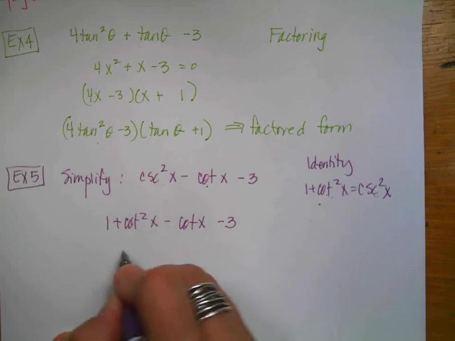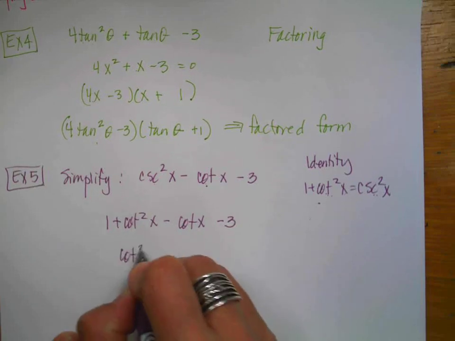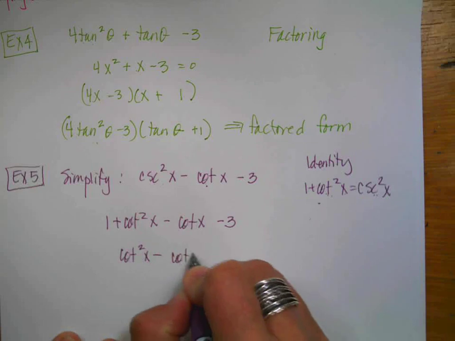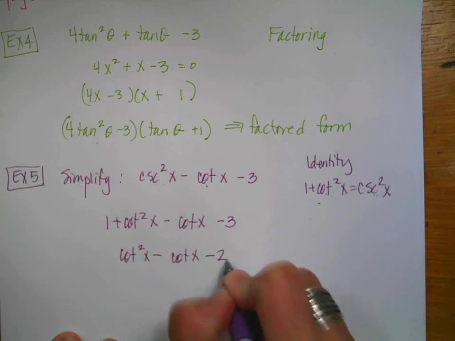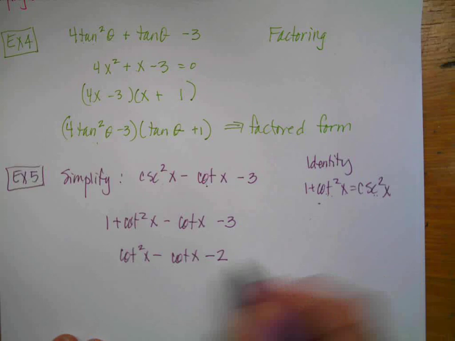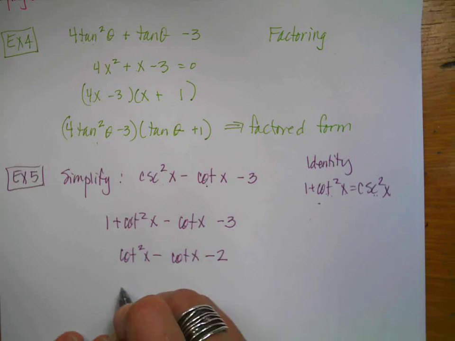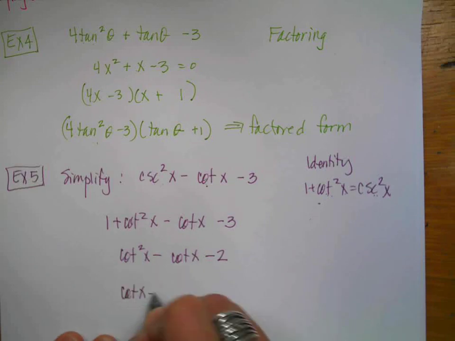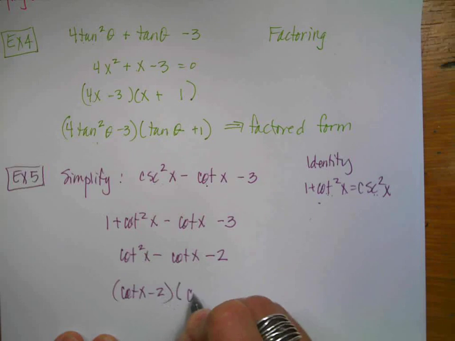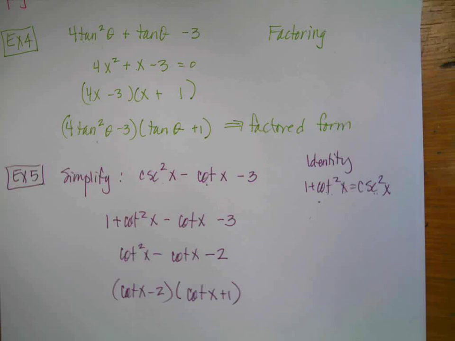What I need to do now is combine like terms and put it in the correct order. So I get cotangent squared x minus the cotangent of x minus 2. Okay, and then if I wanted to simplify, I would factor and I would do cotangent x minus 2 and then cotangent x plus 1.